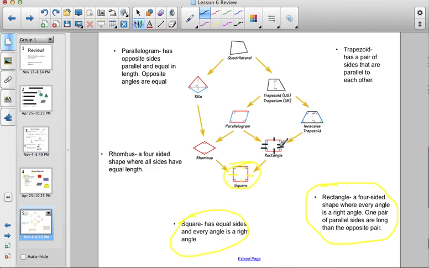Okay, moving on, we have a parallelogram. The next 3 are the ones that we are least familiar with, I guess. So a parallelogram has opposite sides parallel and equal in length. So the opposite angles are equal.